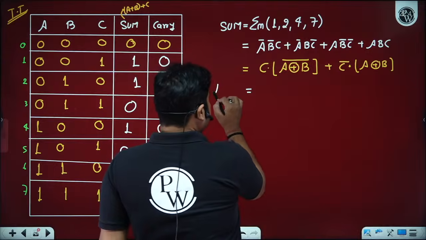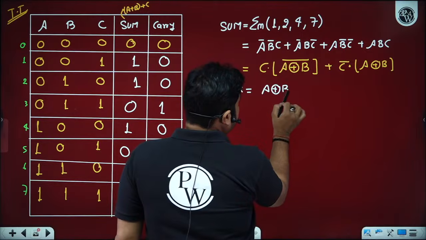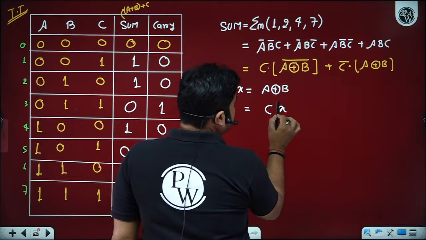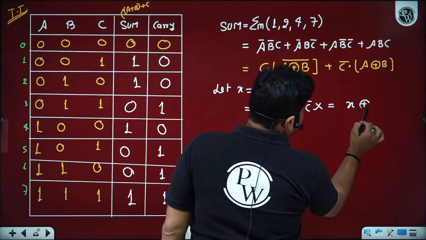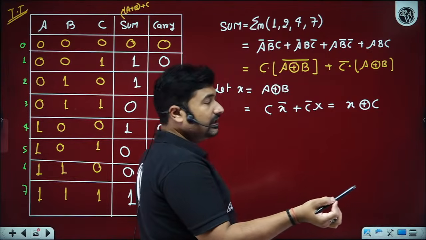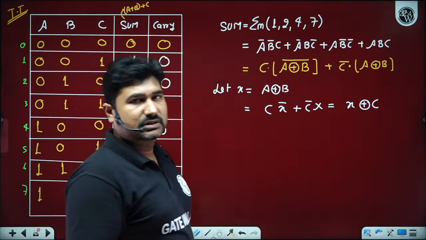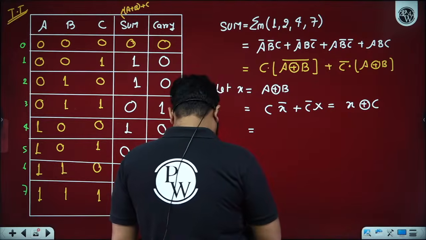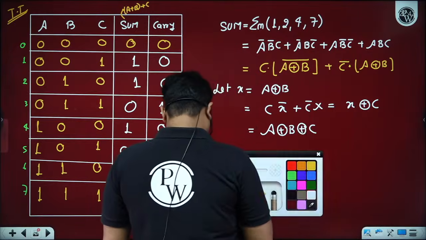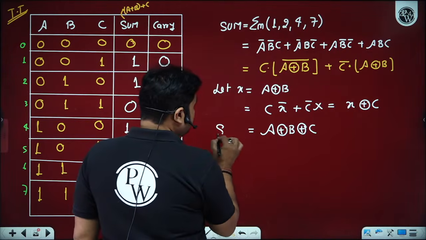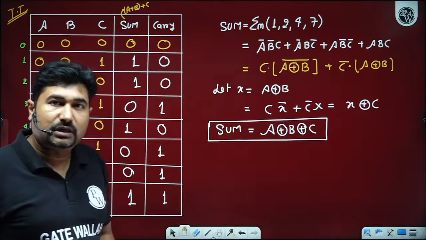Now let x be equal to A XOR B. So actually we have a function C x bar plus C bar x, which can be represented as x XOR C, because XOR gate follows commutative law. So either you can write C XOR x or x XOR C, both are the same thing. Now we can replace this x with A XOR B. How many of you able to understand, beta ji, up to this part? The sum of a full adder will have a logical expression A XOR B XOR C.